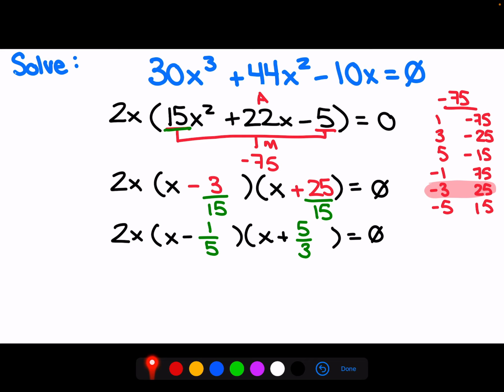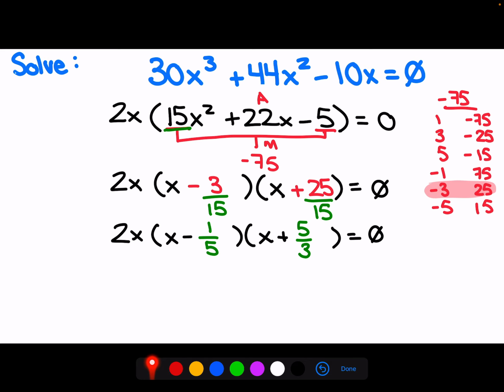Now, you may be able to see all three answers already. You may be able to look at this and say, oh, x is equal to negative 5/3, x is equal to positive 1/5, and x is equal to 0. And if you can do that, then you're set. I'm going to factor this all the way, though, that way we can see everything that's occurring.